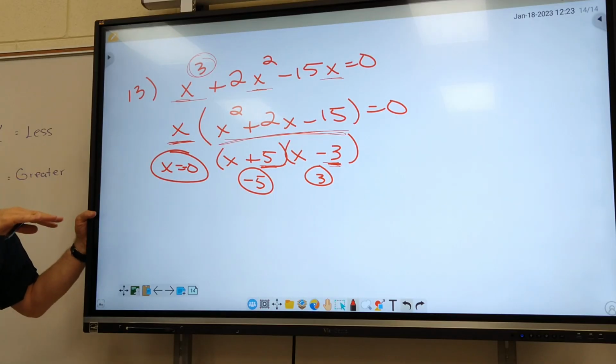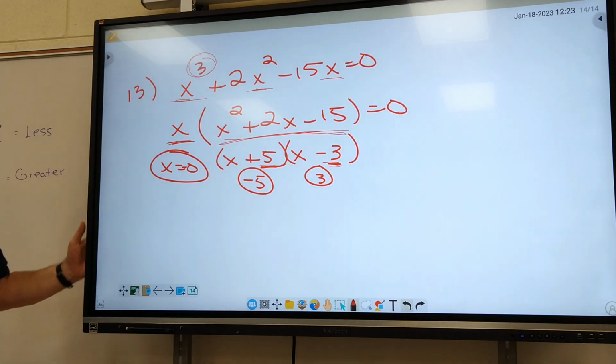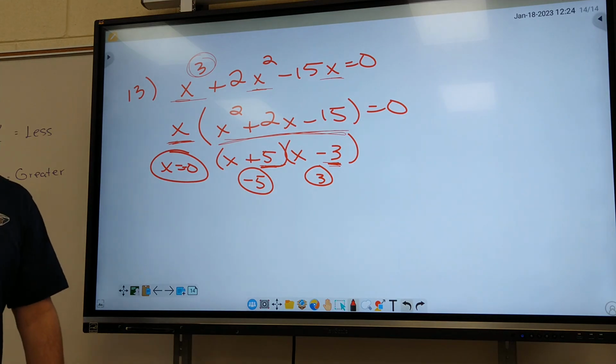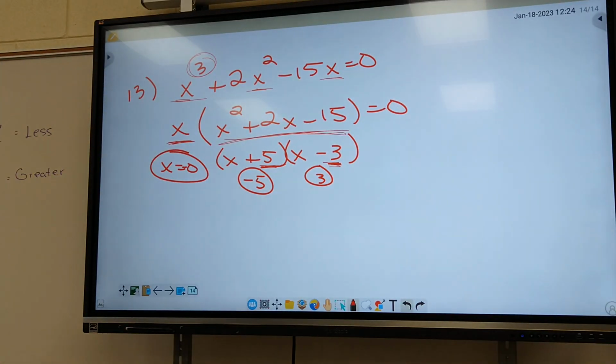And again, if you don't want to do it that way, just keep doing quadratic formula. Doesn't matter. I got where you got the numbers put in the factors, I just didn't get how you got the -5 and positive 3. So that is how you do one like number 13.